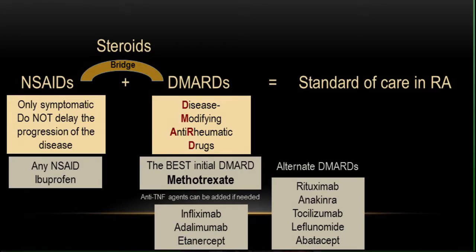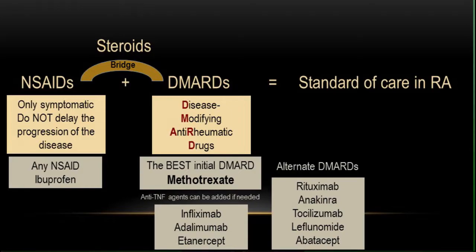Treatment of rheumatoid arthritis. The standard of care is NSAIDs plus disease-modifying anti-rheumatoid drugs, or what we call DMARDs. This is the standard of care in rheumatoid arthritis. NSAIDs, like what? Any NSAID. NSAIDs here are just symptomatic. They do not delay the progression of the disease. They do not stop the progression of the autoimmune inflammatory process. They just improve the symptoms.